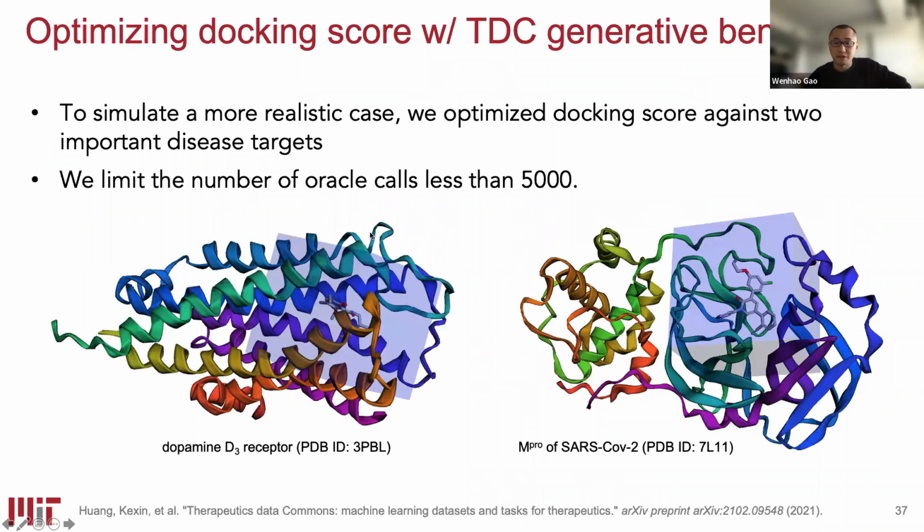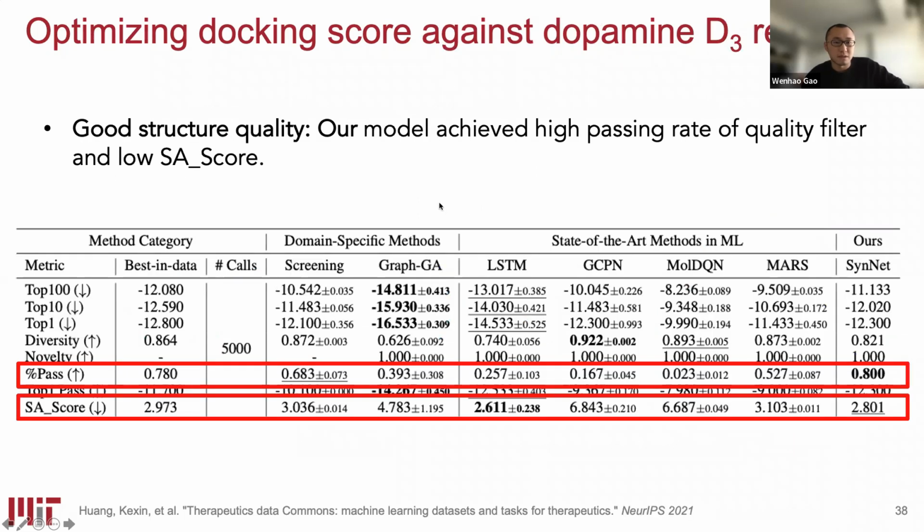And to simulate a more realistic application case and have a more thorough quantification of the performance, we also optimized a docking score against two important disease targets within the TDC generative benchmark: the dopamine D3 receptor and the main protease of SARS-CoV-2. To conduct a fair comparison, we limit the number of oracle calls to 5,000. And here is the result of the dopamine D3 receptor.